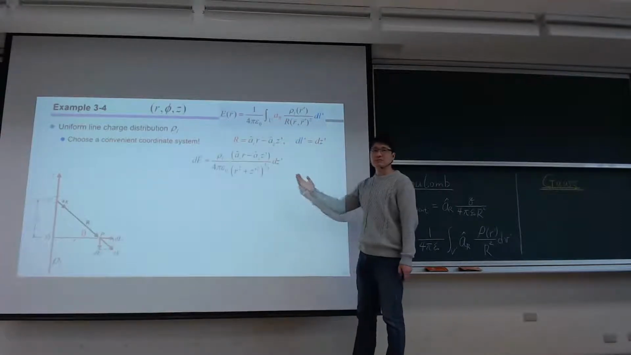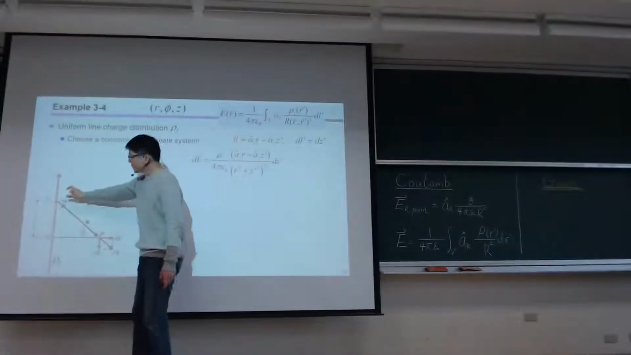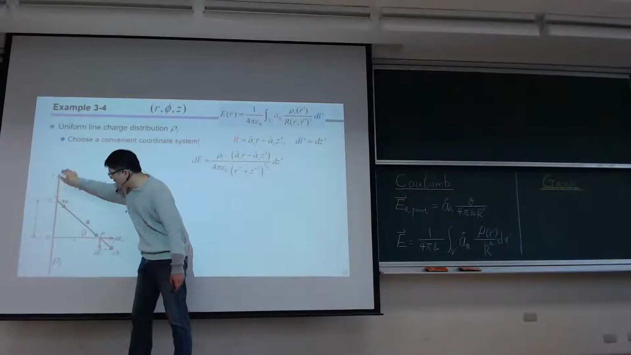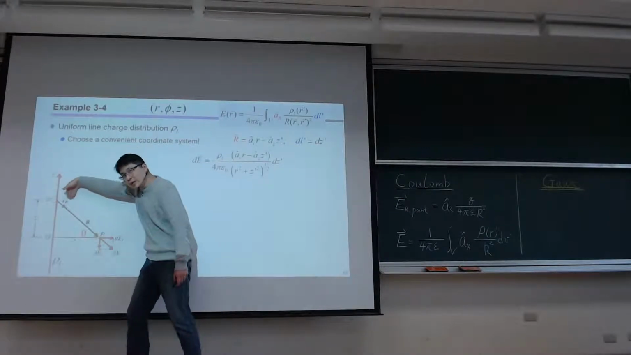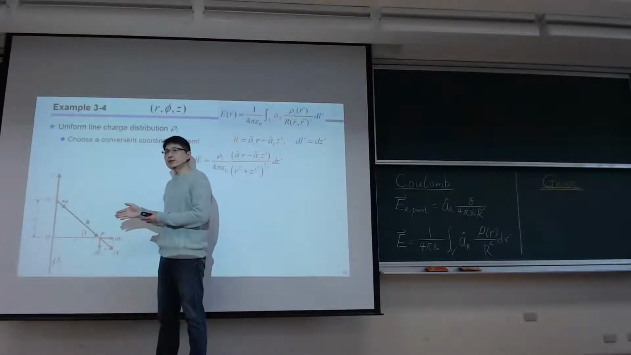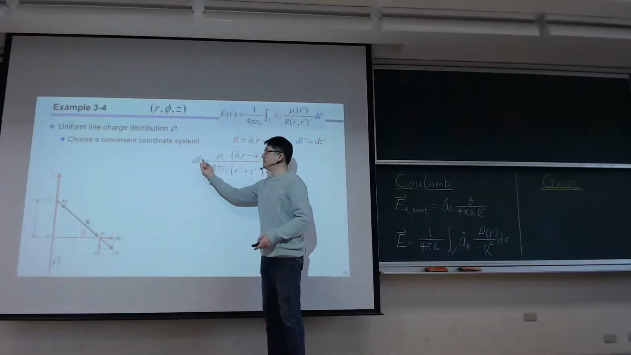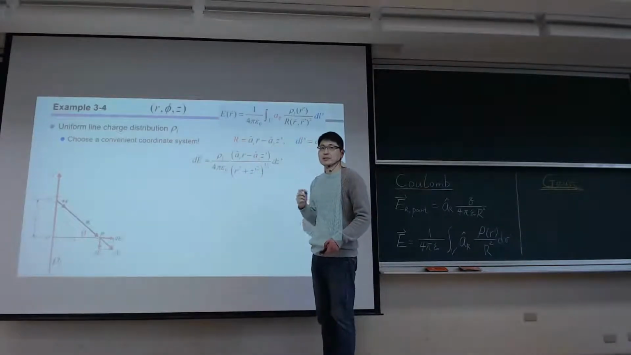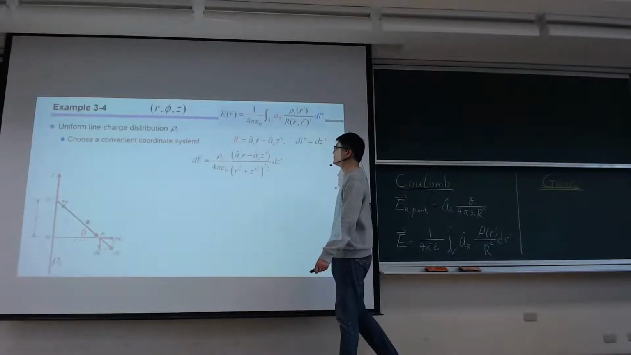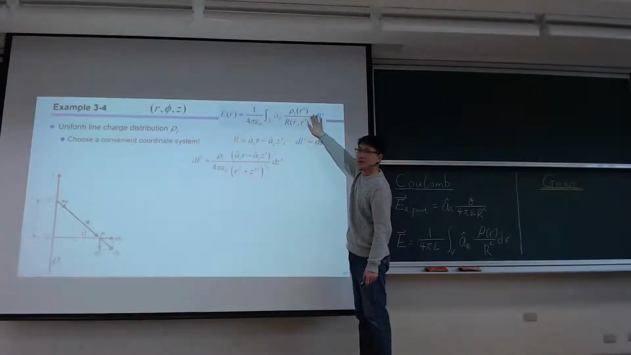write down for each differential segment of charge, for a very small length on this line, it will contribute its own E field intensity, right? So that's why I have a dE vector. So this is coming from a very small segment on the line. So this is what I invoked, right, using Coulomb's law.